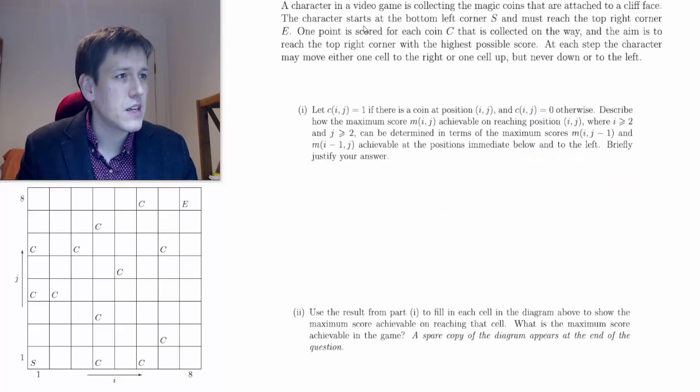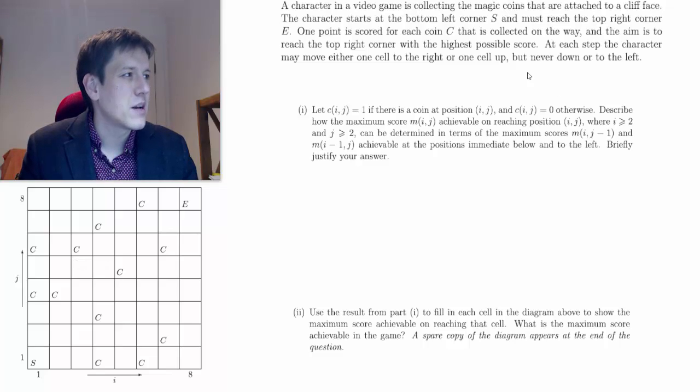So in this one it says we've got a character in a video game who's collecting magic coins attached to a cliff face. They're going to start at the bottom left corner S and must reach the top right corner E. So we've got this diagram down here showing this situation. It says 1 point is scored for each coin C that's collected, and we can see there are coins dotted around here on the way, and the aim is to reach the top right corner with the highest possible score. So we just want to have collected as many coins as possible en route.